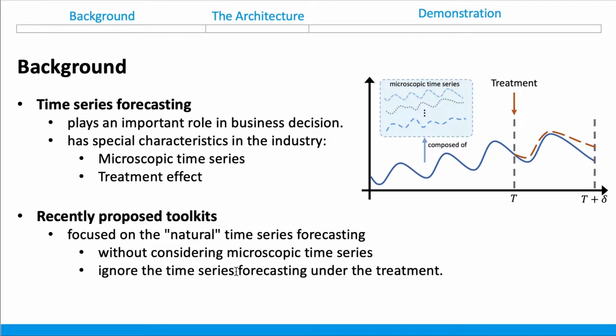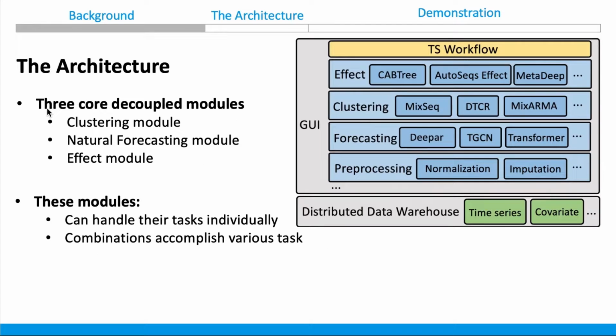As a result, the functions of existing toolkits cannot fully meet the actual needs of time series forecasting in the industry. Therefore, we present AntTS, a time series toolkit that refines 3 decoupled modules: clustering module, natural forecasting module, and effect module, which is the core of our toolkit. Each of these modules is able to handle their corresponding tasks individually, and most importantly, their combinations can accomplish various non-trivial time series forecasting tasks in the industry.